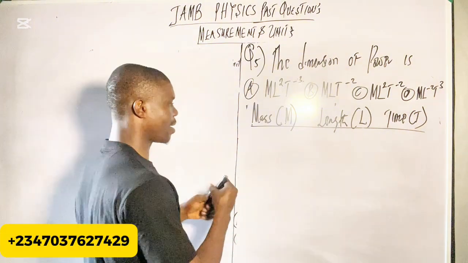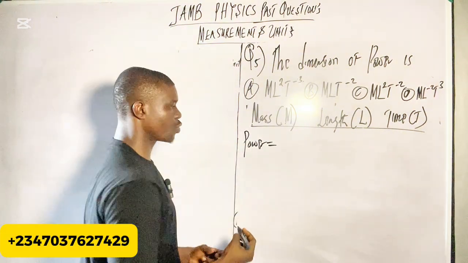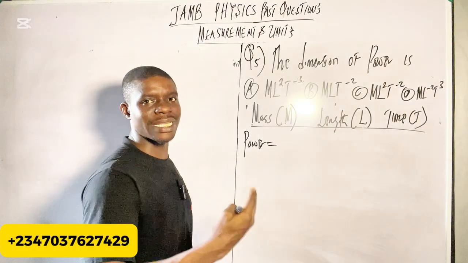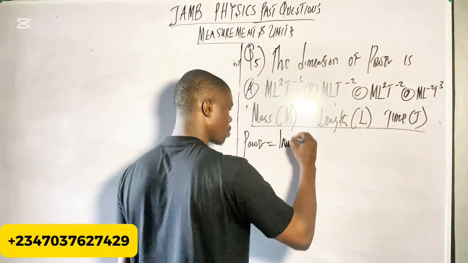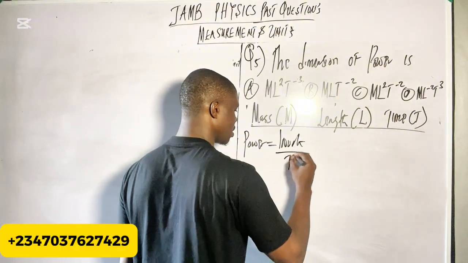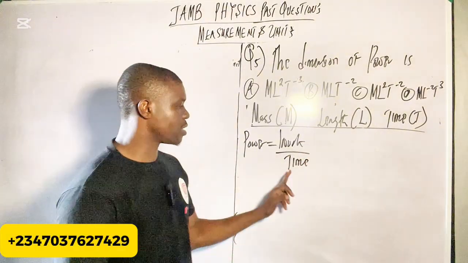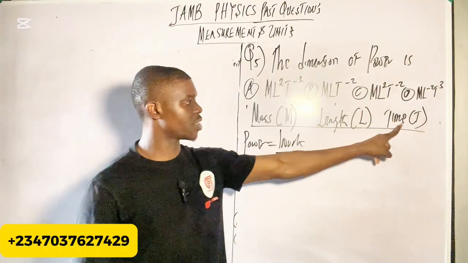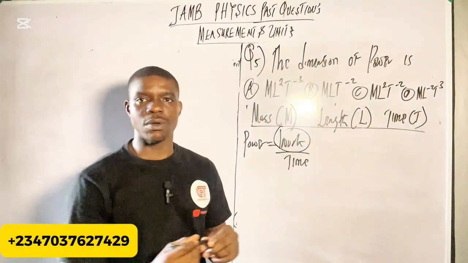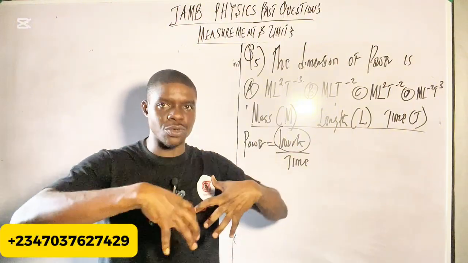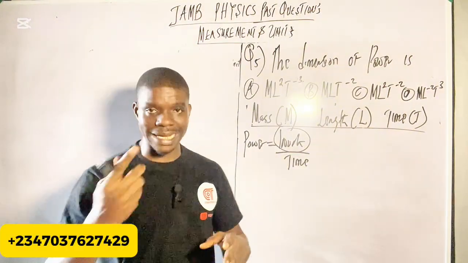So what is power? Power is the rate at which work is done. So it is going to be work over time. Okay. So now remember T, we already know that is this one here. So let's reduce this one to its fundamental unit, to its least state. Let's reduce it.